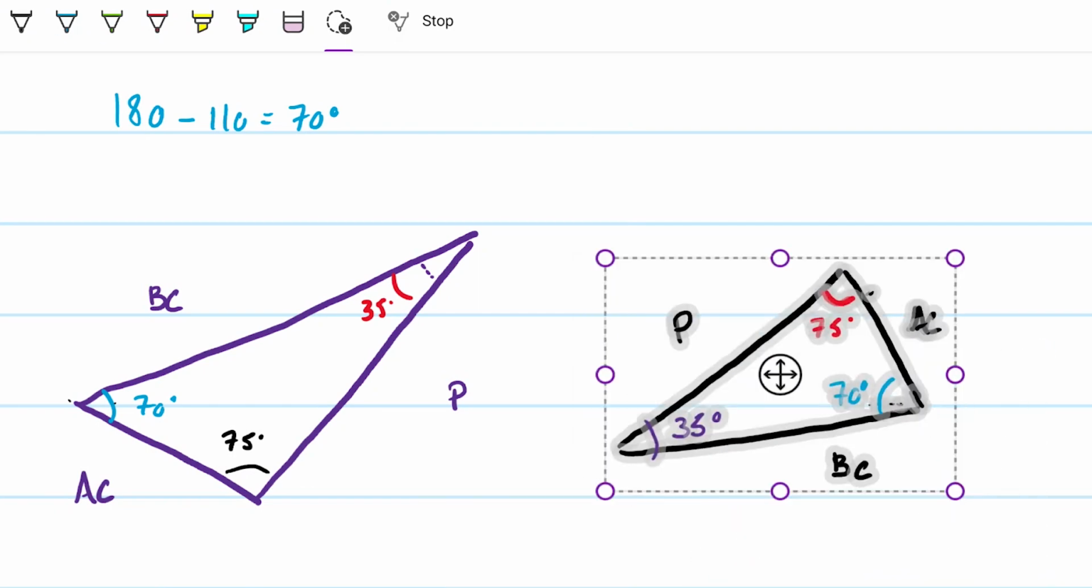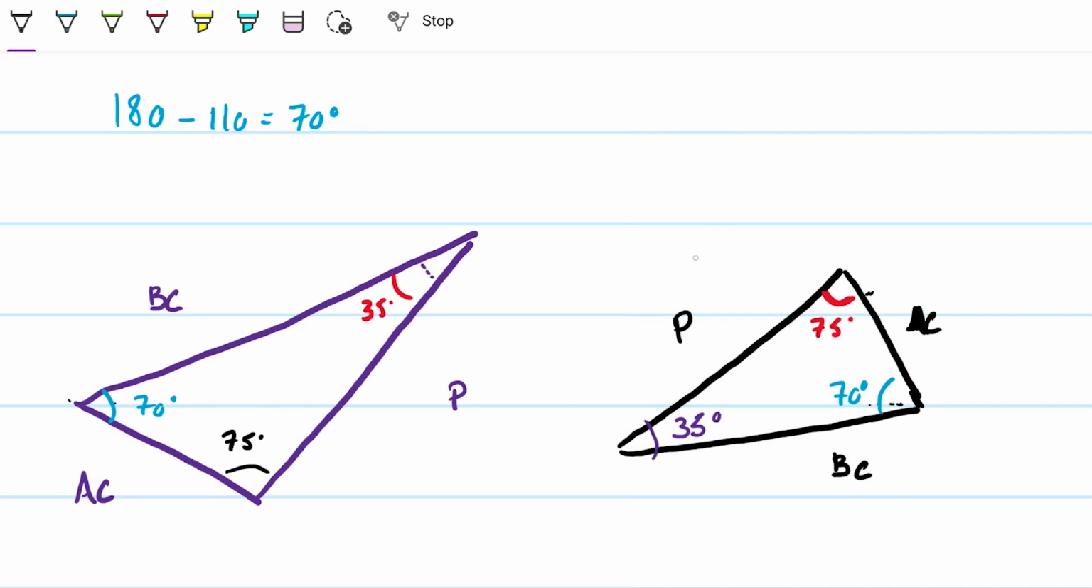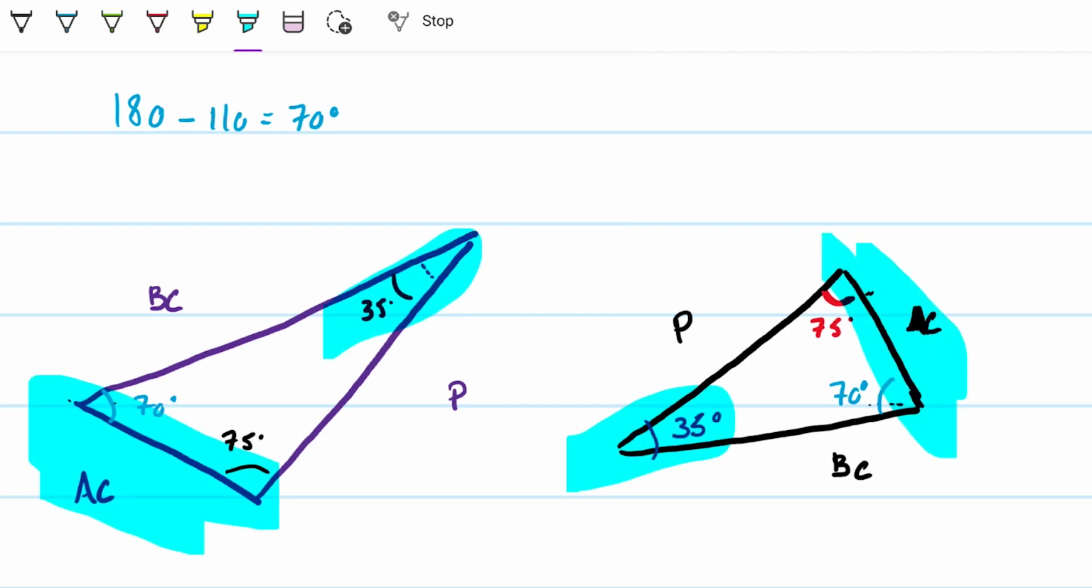They have one side of P with the opposite angle being 70. That's the same. Then they have one side of BC with the opposite angle being 75. That's the same too. And then finally, they have one side of AC, opposite angle of 35.